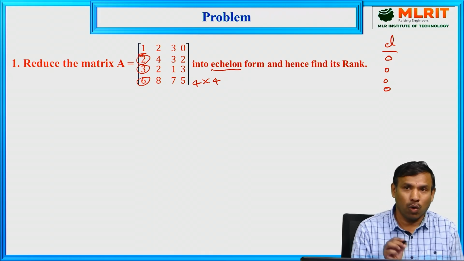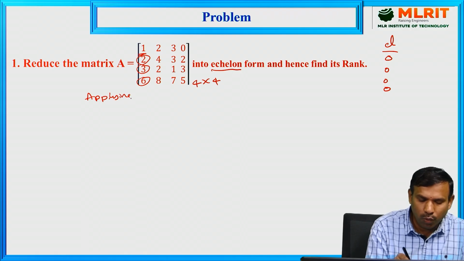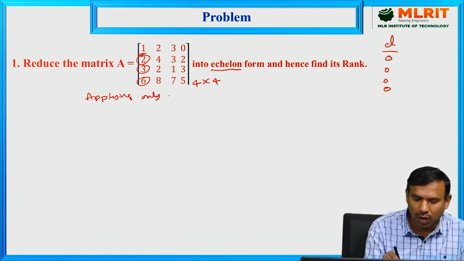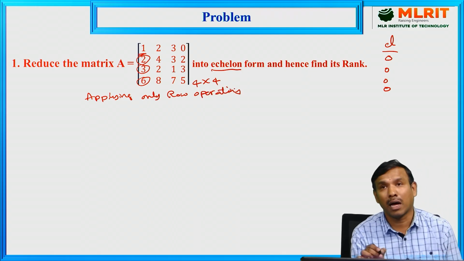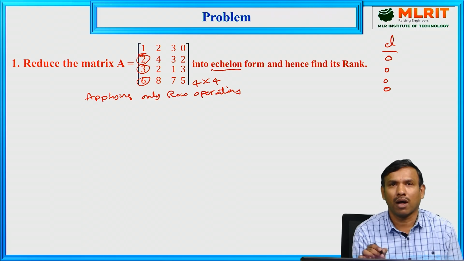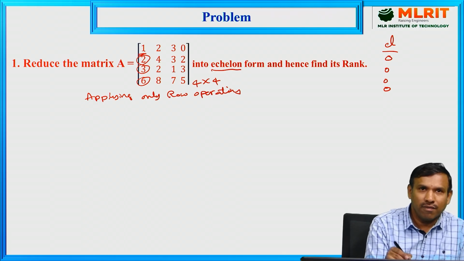Applying only row operations. So it is very, very important. Some students used to do column operations in the echelon form. That is wrong. In normal form, we can do both row and column operations. In echelon form, only row operations. So using 1, we have to make 2 into 0.